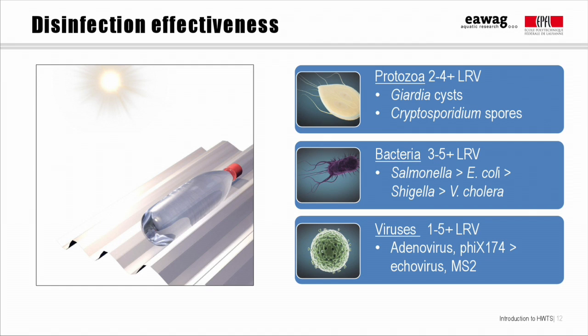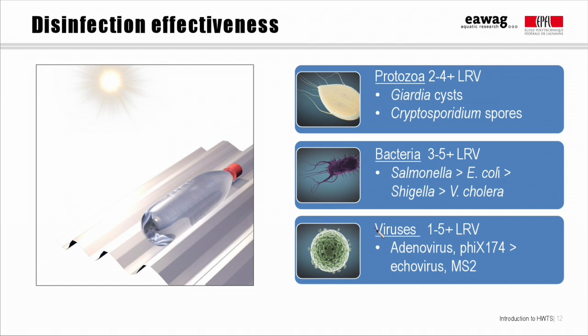With all of the factors that can affect SODIS disinfection, it's not surprising that evaluations have shown a range of removal values. Most of the studies have been on bacteria, especially E. coli, and these tend to find 3 to 5 log removal units. Studies have shown that Salmonella is more resistant than E. coli, and that Shigella and Vibrio cholerae are relatively susceptible to ultraviolet. Studies on protozoa have shown slightly lower removal, from 2 to 4 log units, and both Giardia cysts and Cryptosporidium spores have been shown to be inactivated.